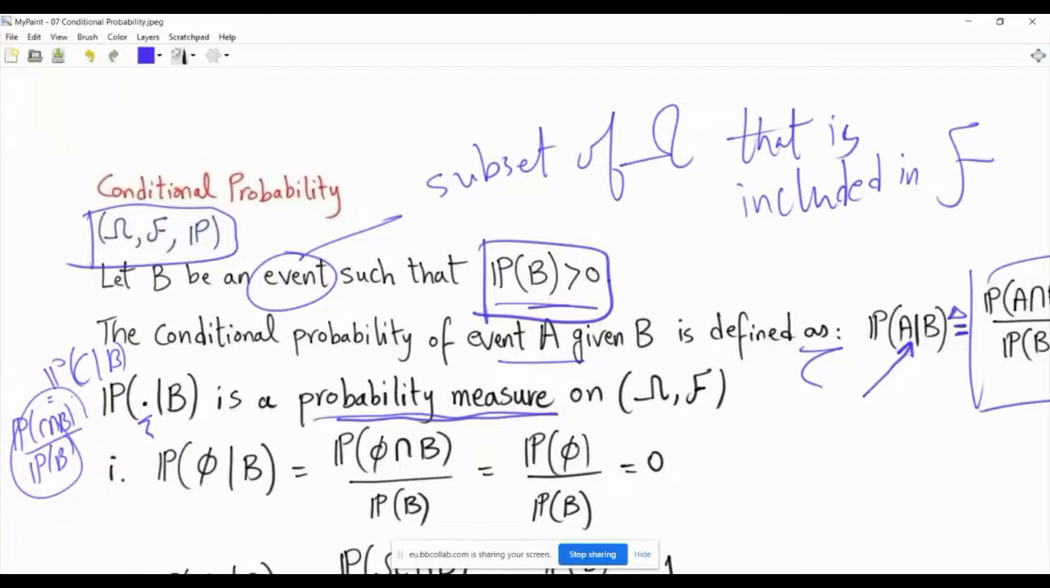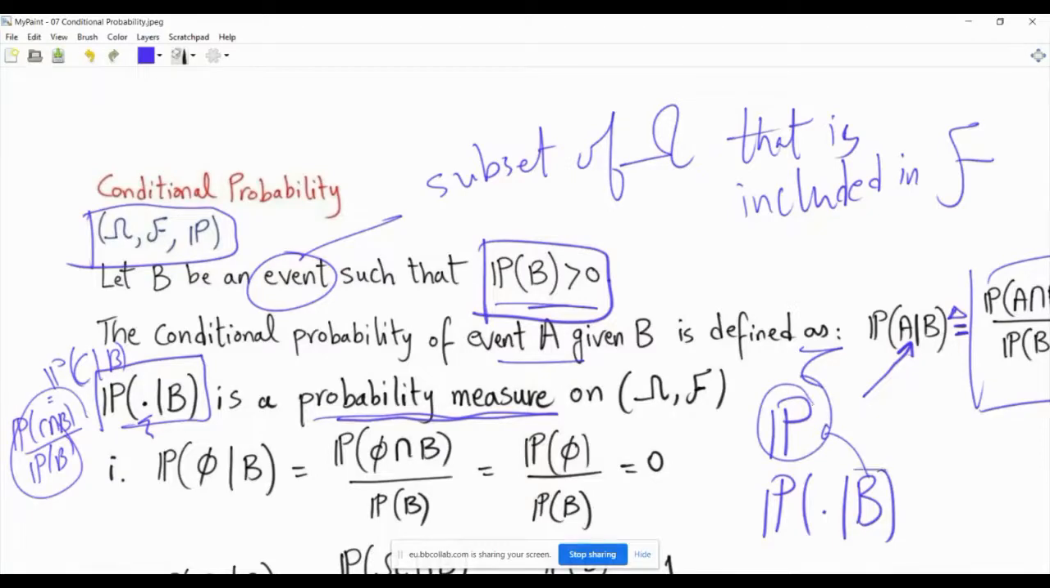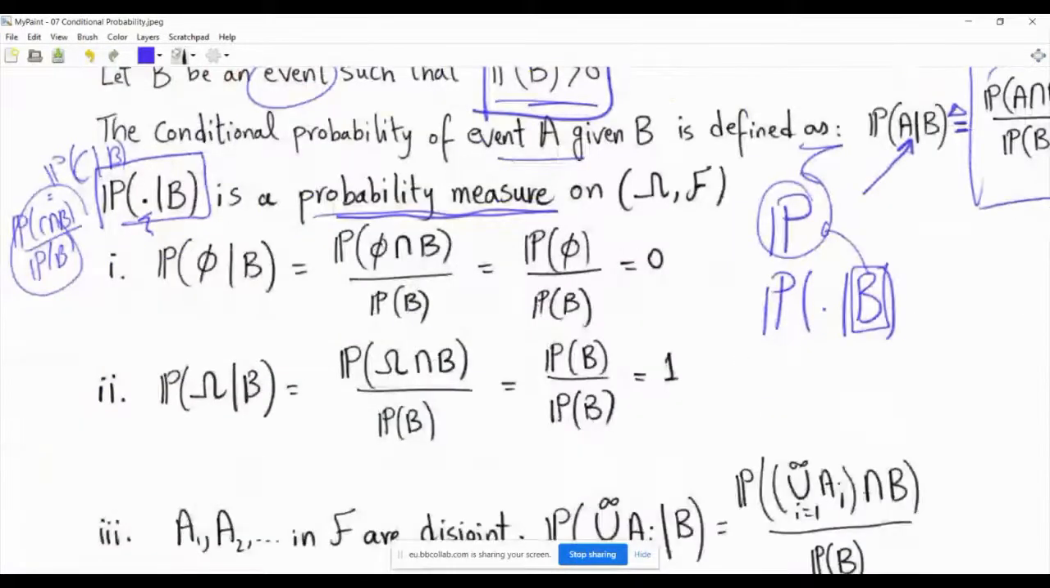And of course, you can play this game with any event with a strictly positive probability. So we want to show that this is another probability measure. This is our original probability measure. Then we can construct this new probability measure so long as under the original probability measure B has a non-zero probability. How do we check that something is a probability measure?